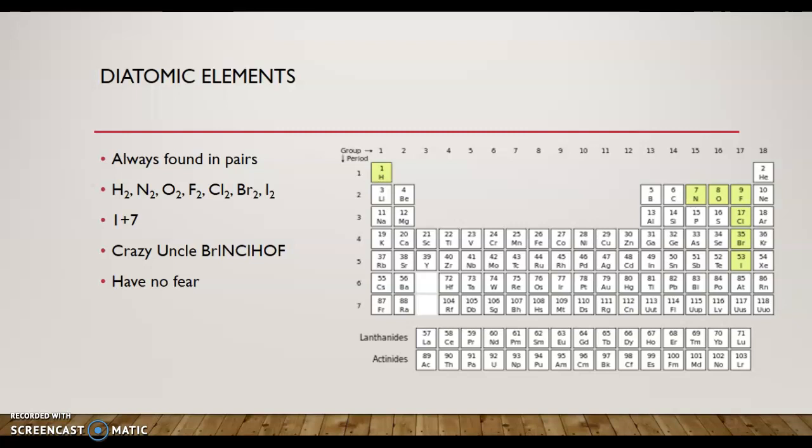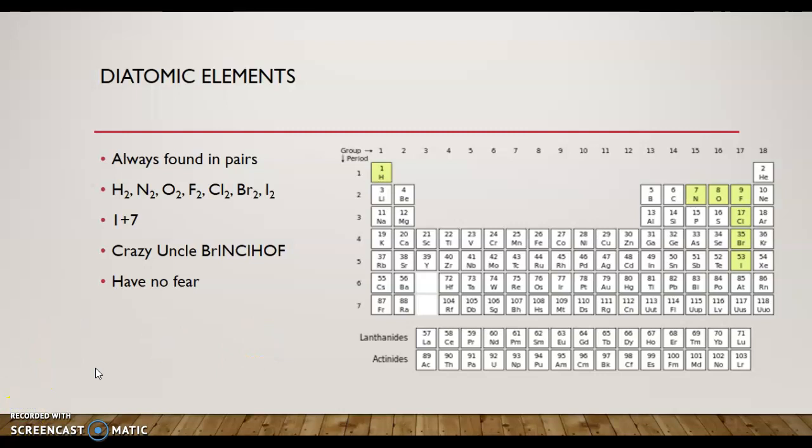Now, we have 7 elements on our periodic table that are always found in pairs in nature. They're just not stable enough to exist by themselves, so we always find them together. They're called our diatomics. So if you think about that, di means 2, and atomic is referring to atoms, so it's always 2 atoms together. And that's hydrogen, nitrogen, oxygen, fluorine, chlorine, bromine, and iodine.